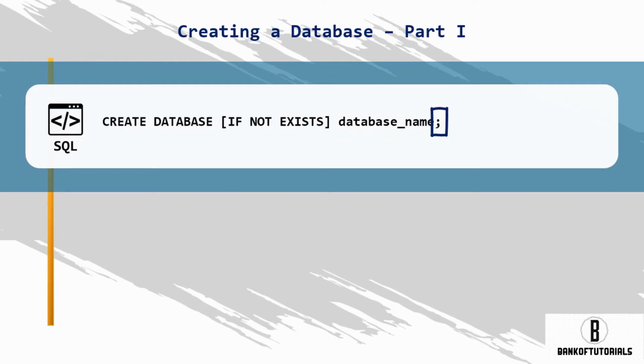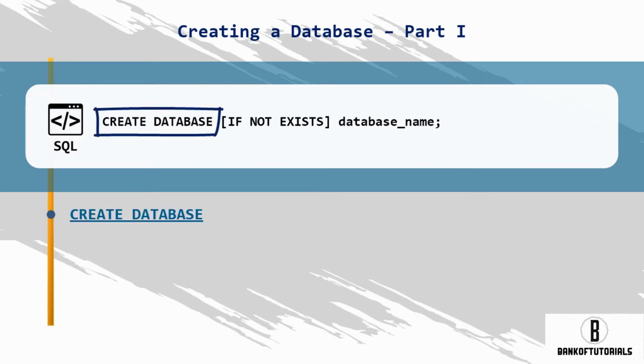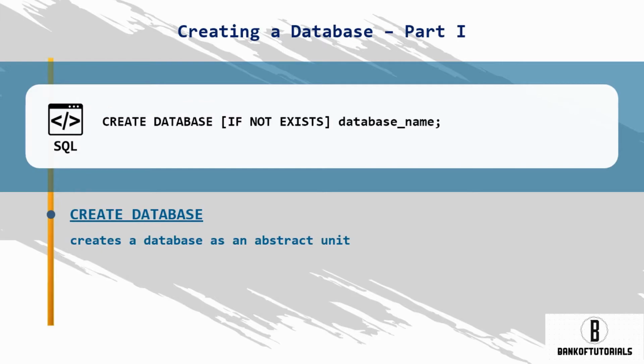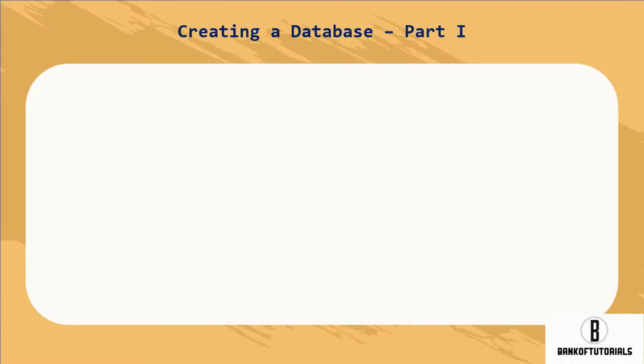Let's break down this entire line to understand the meaning of each element. CREATE DATABASE will obviously create a database as an abstract unit. This means that for the moment, the database will not contain any data and will simply represent an object ready to be filled with information. Think of it as creating a canvas on which you would be able to draw your relational schemas later.